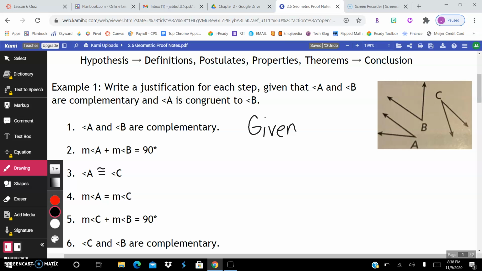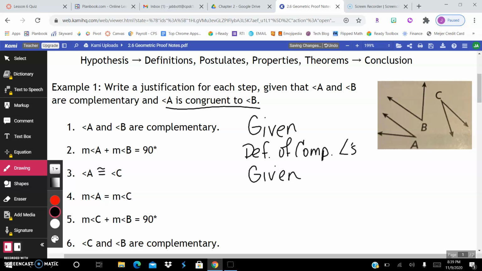Then we look at number 2 that says the measure of angle A plus the measure of angle B is equal to 90 degrees. That is the definition of complementary angles because that definition says that when we add two angles together, we get 90 degrees. So our proof for this is the definition of complementary angles. Number 3 says that angle A is congruent to angle C. And if you look up above, that was given to us as well, so we can just say given.